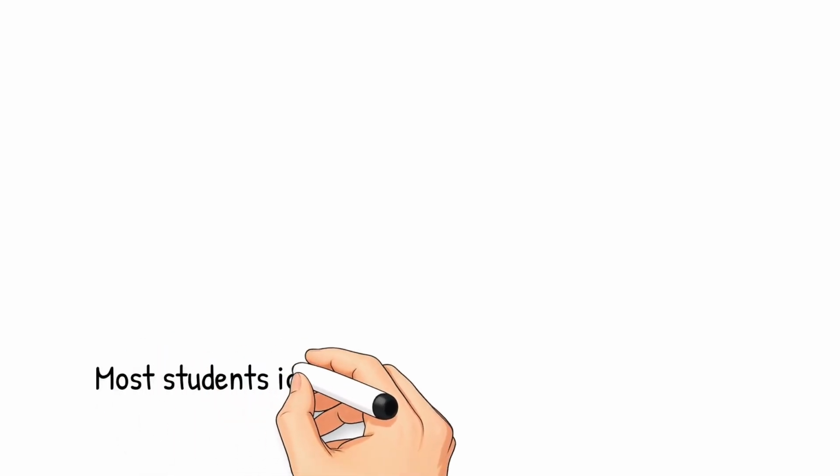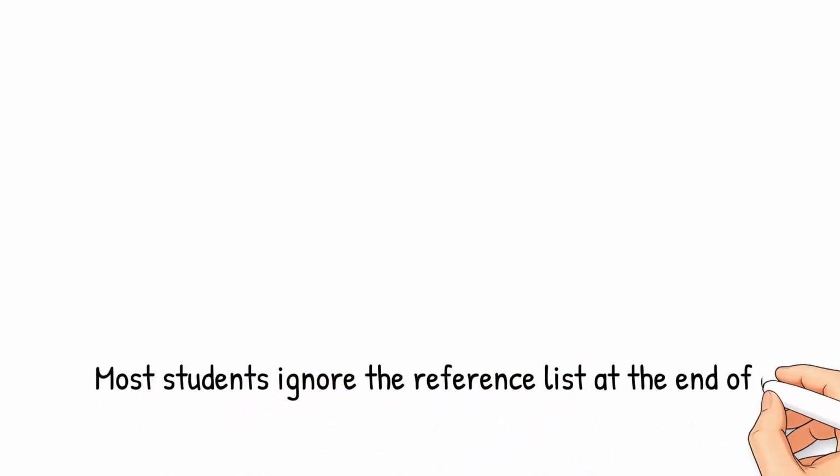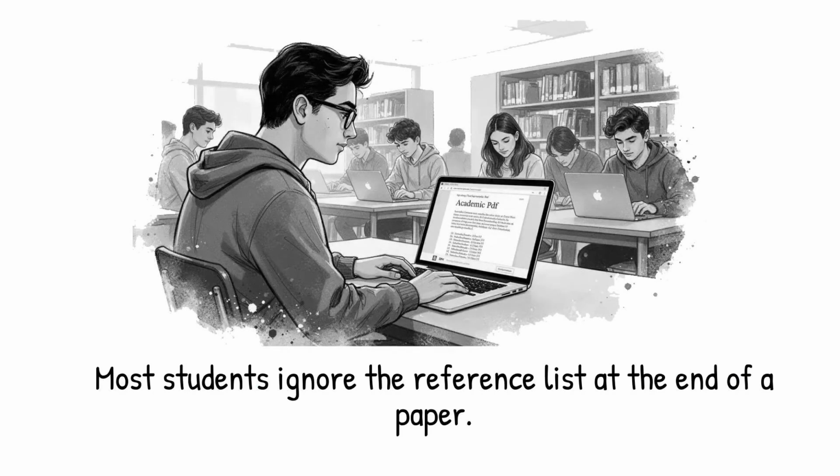You finished reading the paper. Title, abstract, introduction, methods, results, discussion, conclusion. Most students stop here and close the PDF. But one more section sits at the bottom of every paper that almost nobody reads carefully: the reference list.